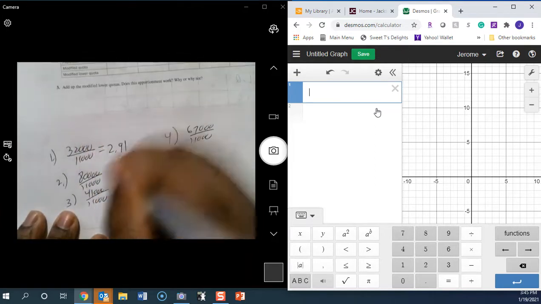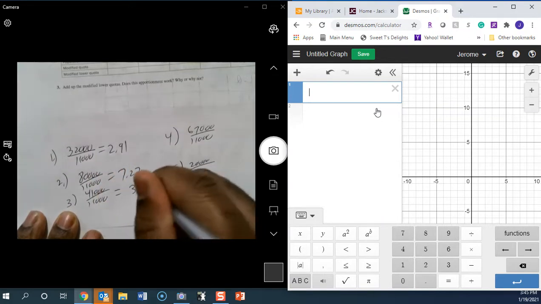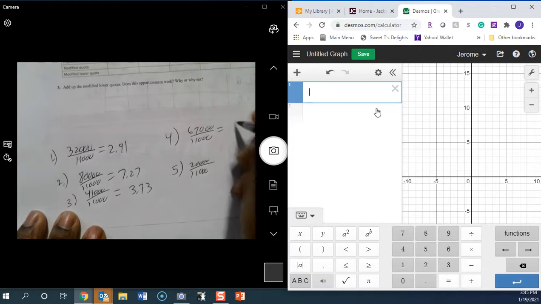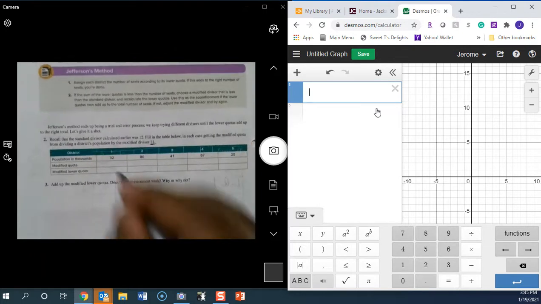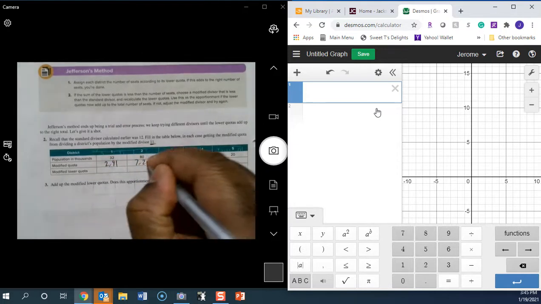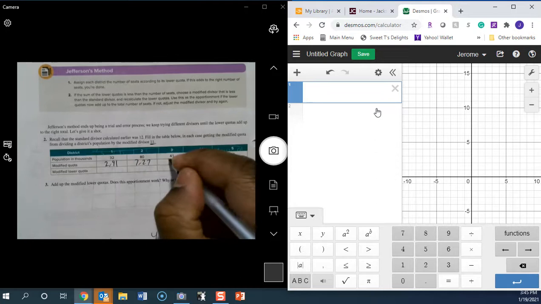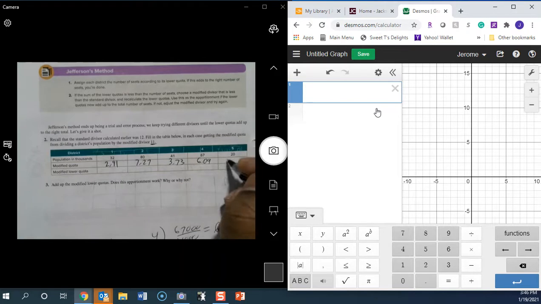So this would be 2.91, 7.27, 3.73, 6.09, and 1.82. Okay, now we need to put these values in. 2.91, 7.27, 3.73, 6.09, and 1.82.